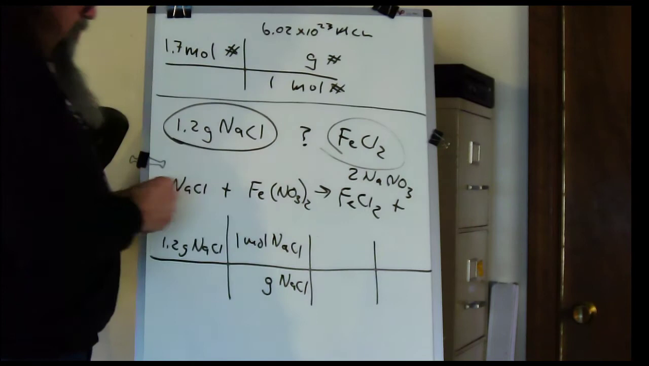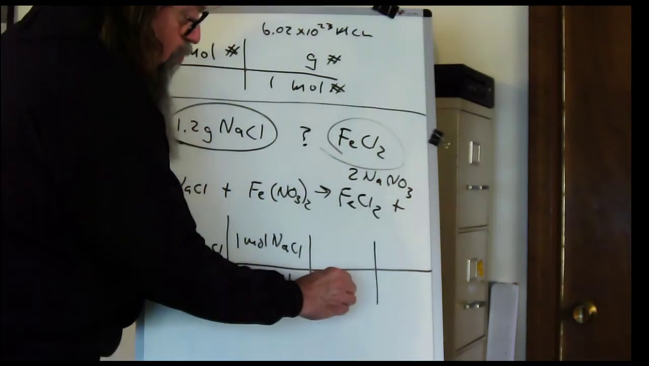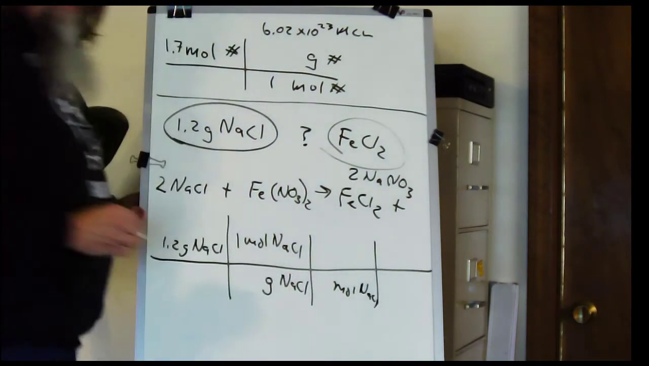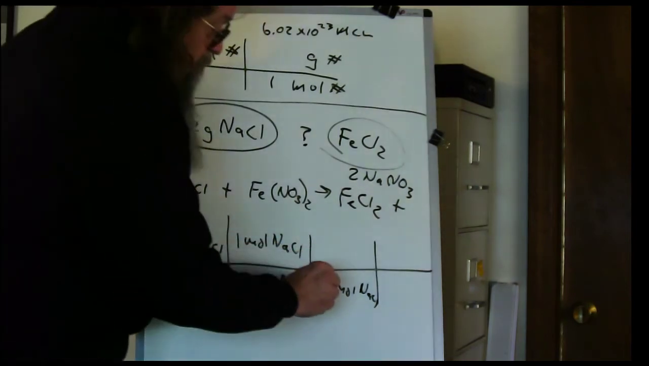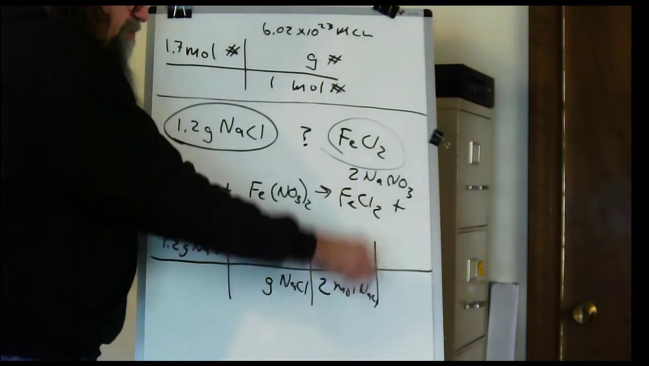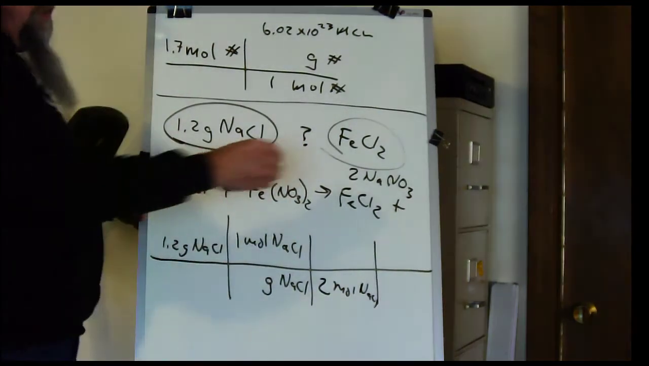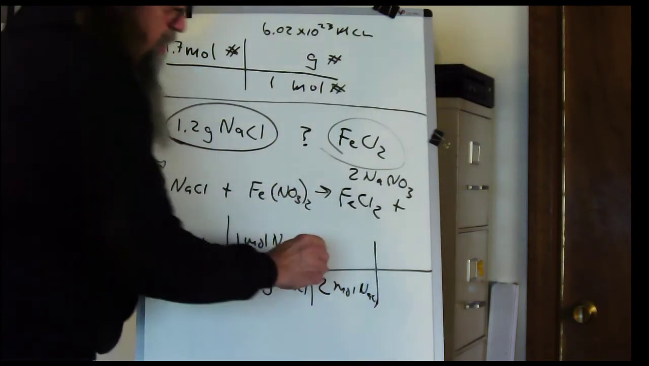And then we look at our balanced equation. How many moles of sodium chloride? Because it's going to be moles of sodium chloride. Sorry for the writing down there. But how many? 2. Because this block here is going to be based on the balanced equation. And then what's it converting to? This is what we want. Iron chloride, how many moles of iron chloride? It's going to be one.